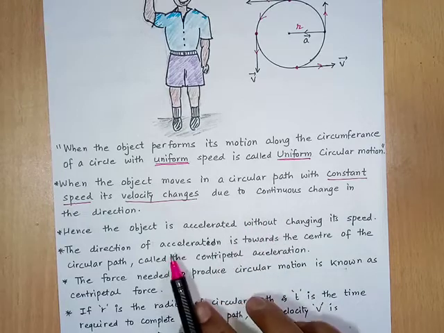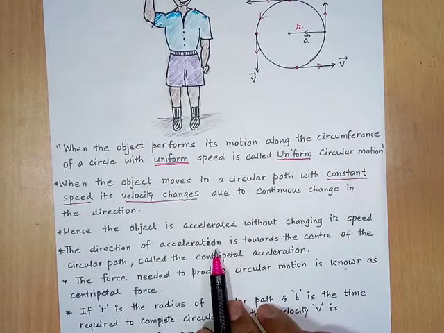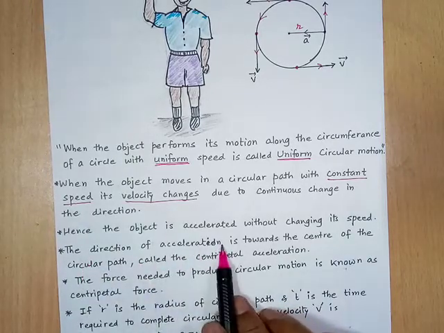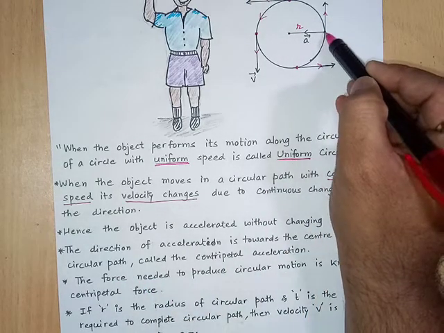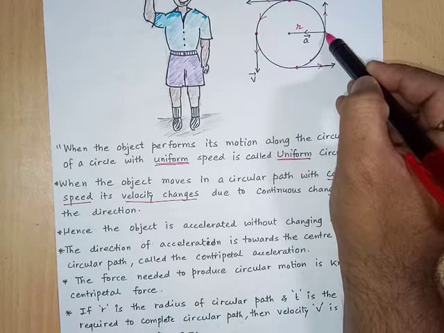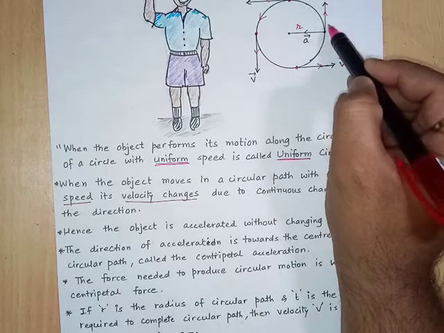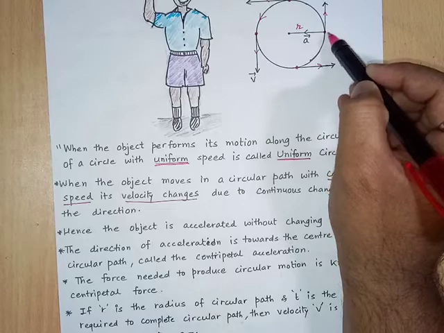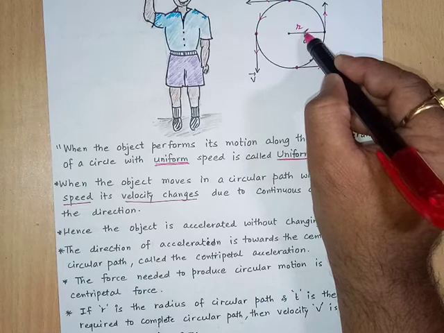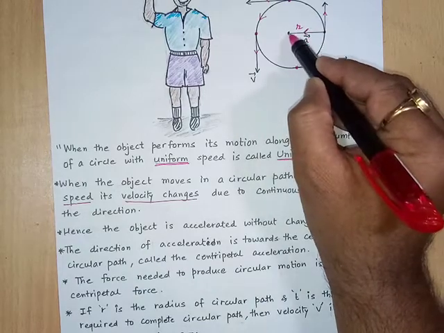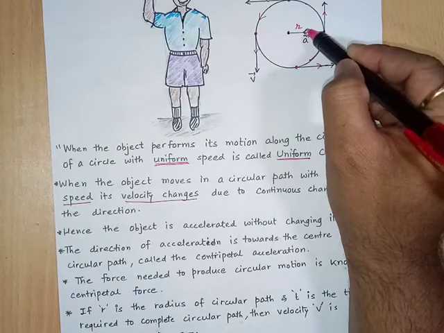Here the concept of the direction of acceleration is something different, because now the direction of acceleration is towards the center of the circular path. If you consider the velocity at this particular point, where the object is, suppose this is the direction of the velocity. Though the velocity is in this direction, the direction of the acceleration is always towards the center of the circular path. So if you consider the acceleration at this particular point, it will be in this direction.